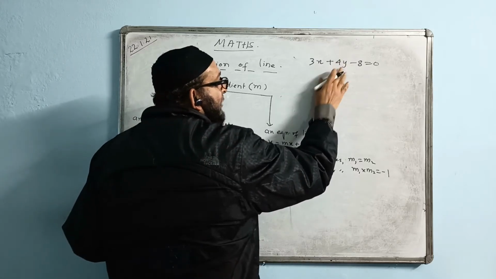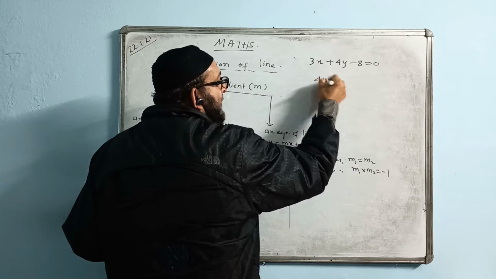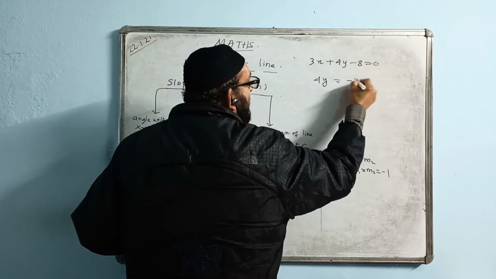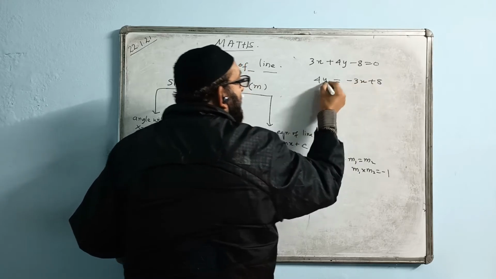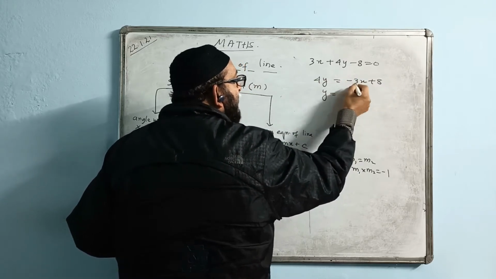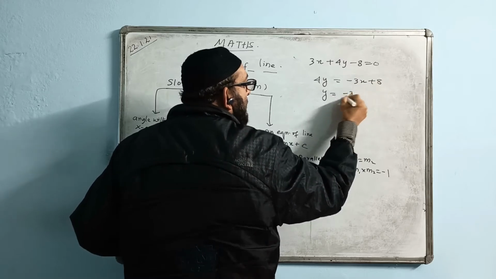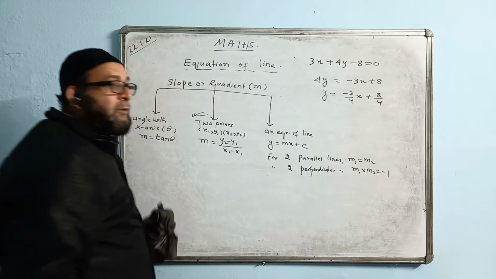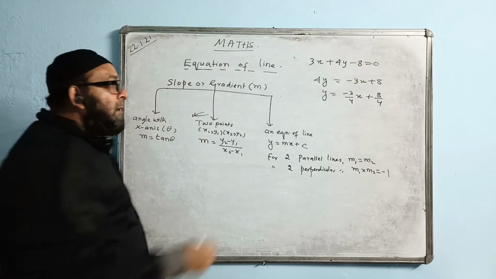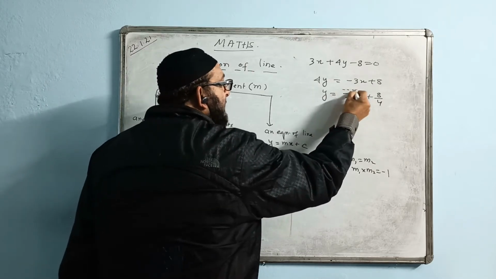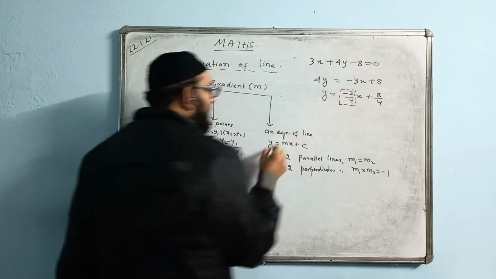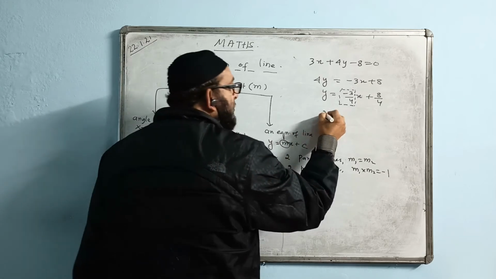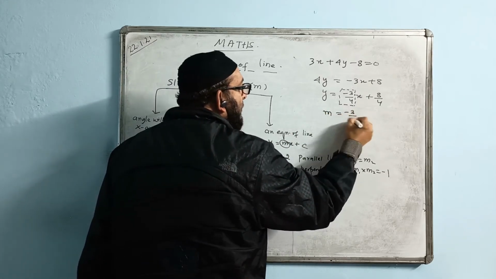We'll make y this side. Try to keep y positive. I'll keep 4y this side. The rest of the things I'll set on the other side. Then plus 3x will go that side: minus 3x plus 8. Making y the subject of the formula, this 4 will divide here also. Minus 3 by 4x plus 8 by 4 we will get. With 4 we divide both. The thing multiplying x is the value of the slope. So whatever multiplies x, that is the value of m. Therefore, the slope of this line will be minus 3 by 4.